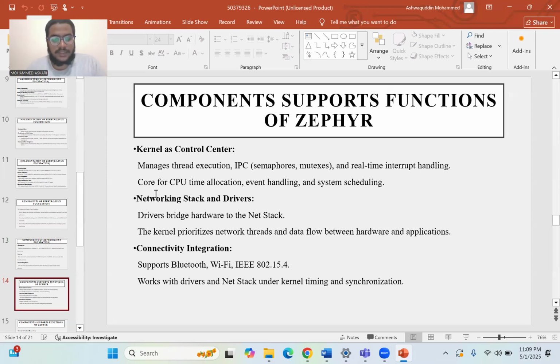The next one will be the networking stack and drivers. Drivers bridge hardware to the net stack. They act as a bridge between hardware and the net stack. The kernel prioritizes network threads and data flow between hardware and applications. Connectivity integration supports Bluetooth, Wi-Fi, and IEEE 802.15.4. It works with drivers and the net stack under kernel timing and synchronization.